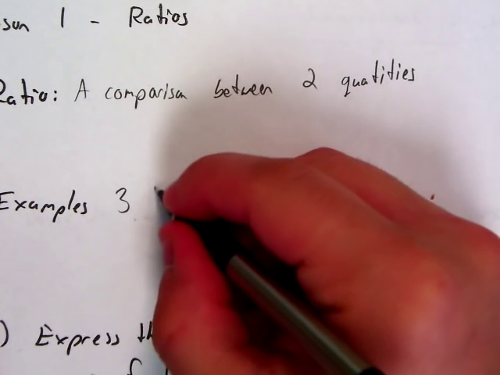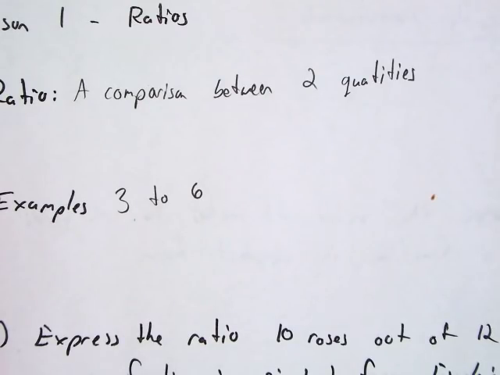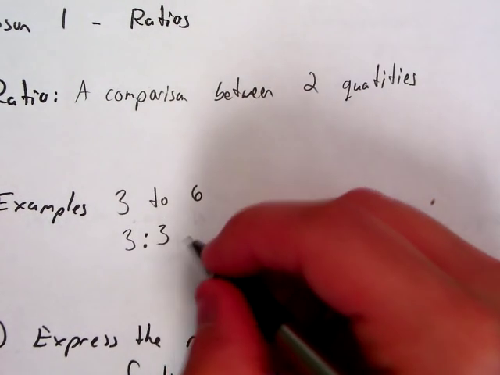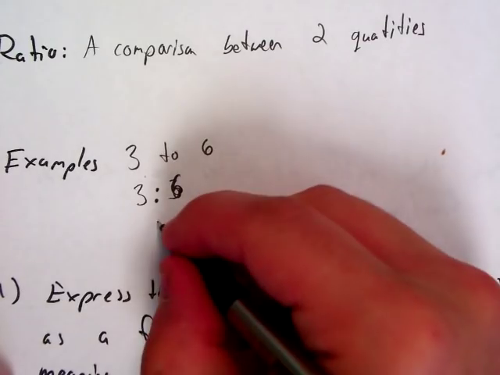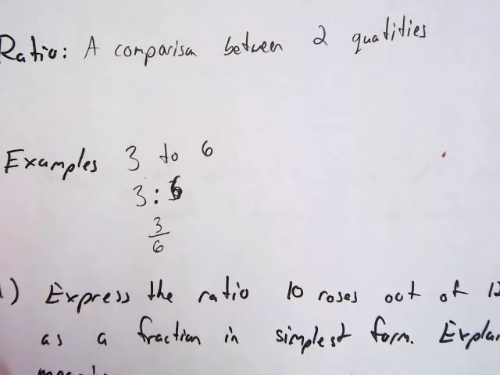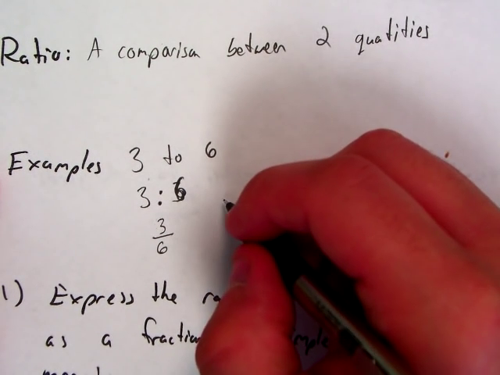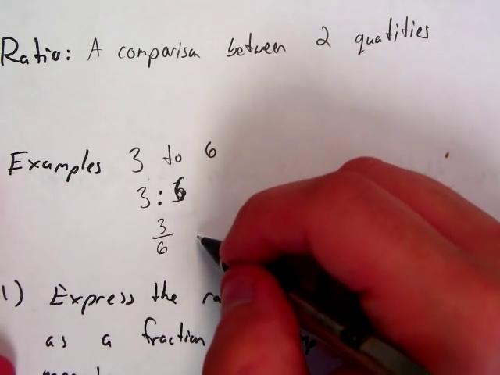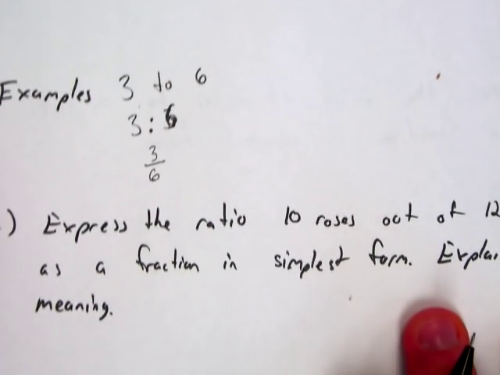We can say 3 to 6. We can say it as 3 colon 6. Or we can say it as 3 over 6. When we write them in this way, we have to simplify as well. So make sure that when you are going through this, you are simplifying your fractions at the end.